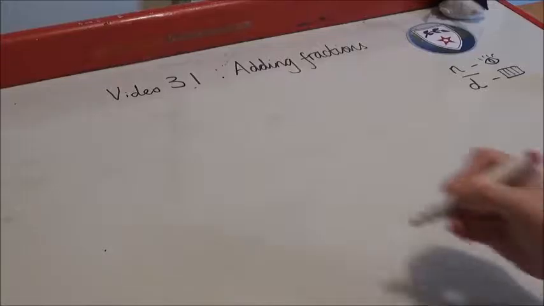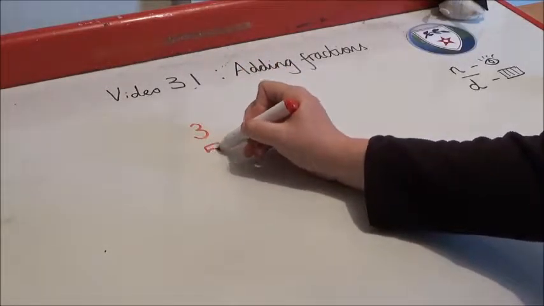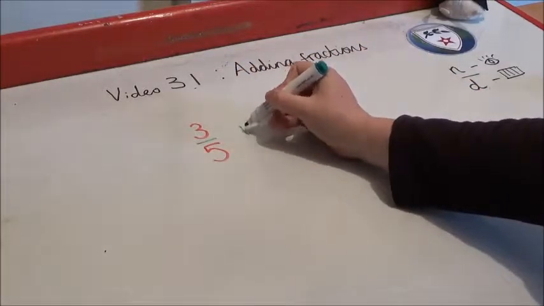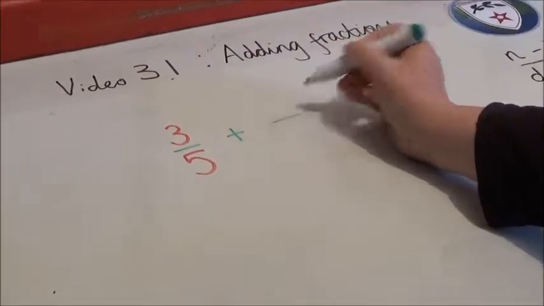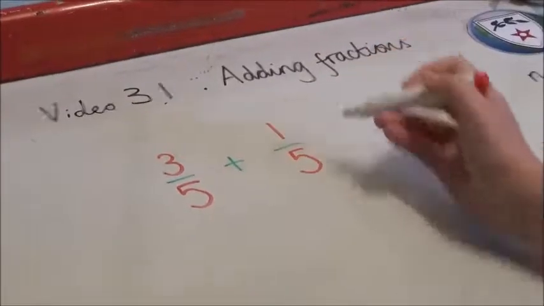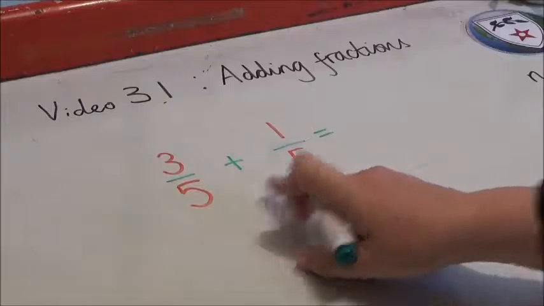Adding fractions. If I had 3/5 and I was going to make 3/5 bigger by using my adding sign, and I was going to make it bigger by 1/5, we could easily do this. The reason we can easily do it is because we've got the same denominator.